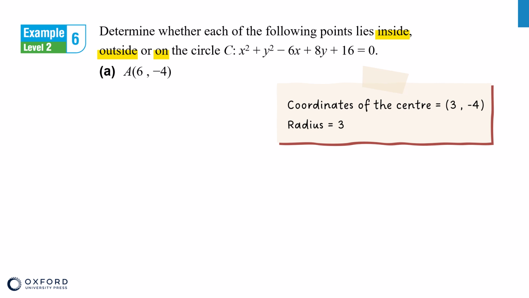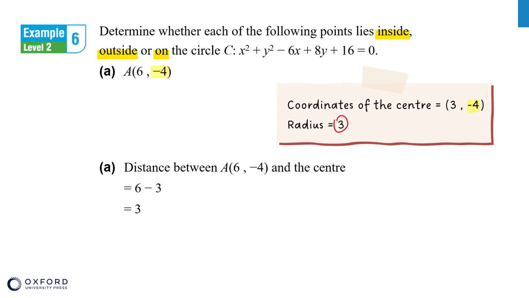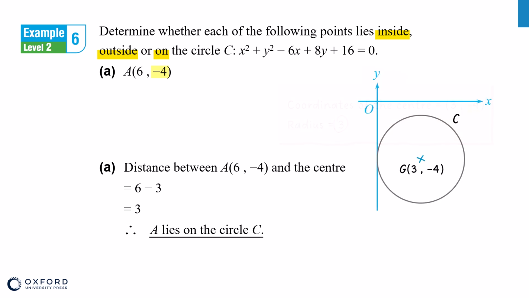Part A. The given point is A, 6, negative 4. Note that the y-coordinates of this point and the center are the same, so the distance between these 2 points is simply the distance between the x-coordinates, that is 6 minus 3, that is 3. It's equal to the radius. Therefore, we can tell that A lies on the circle C. If we sketch a figure out, it would be something like this.